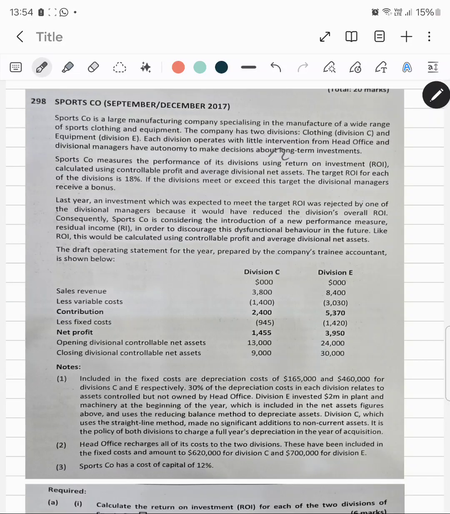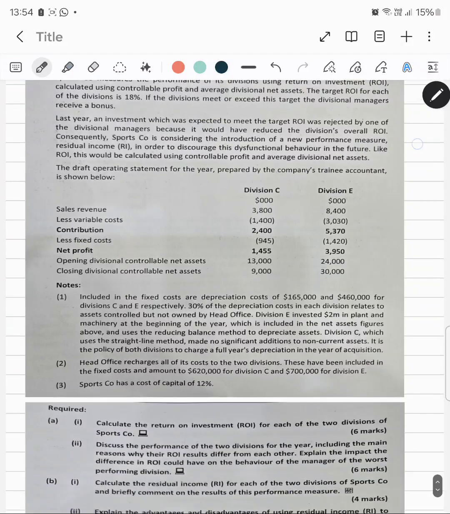and average divisional net assets. So, sports company measures the performance of its divisions using ROI, calculated using controllable profit upon divisional net assets. We already know this. The target ROI for each of the divisions is 18%. Okay. Let's read what the question is asking first.